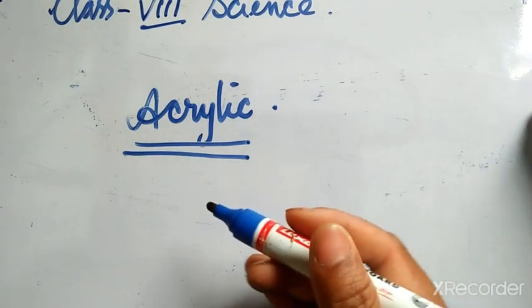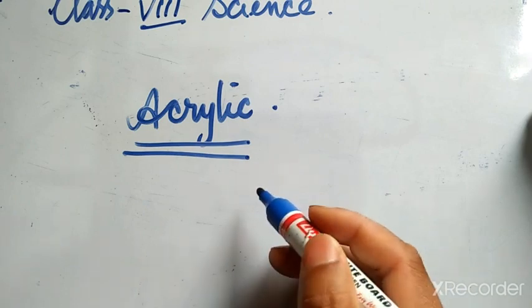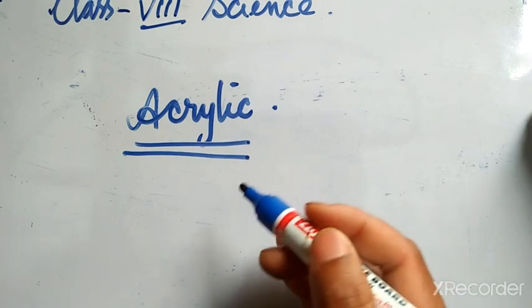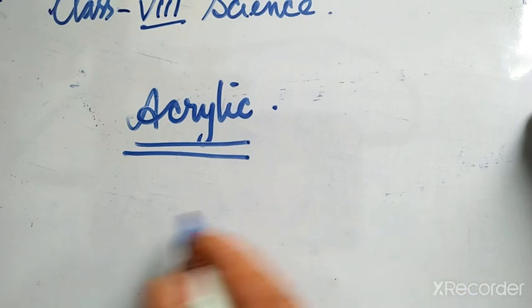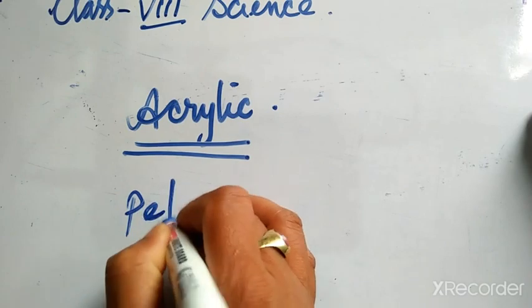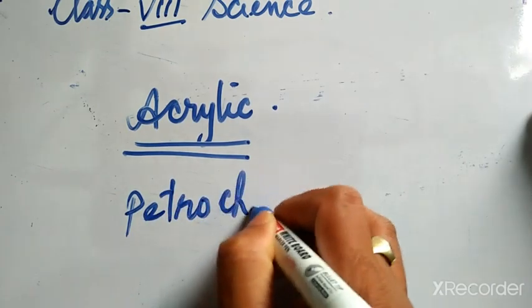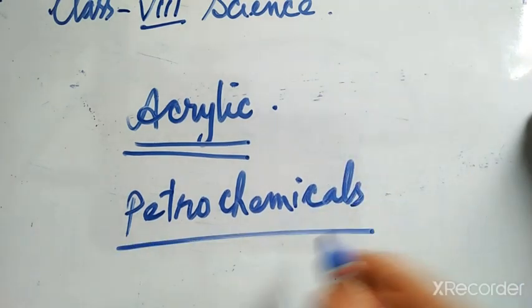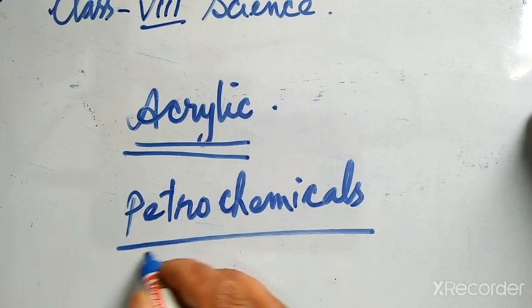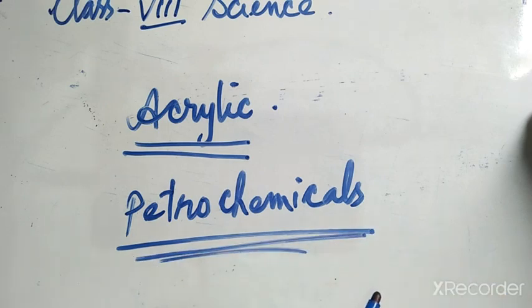All the synthetic fibers are prepared by a number of processes using raw materials of petroleum origin. That is called petrochemicals. So synthetic fibers are made from petrochemicals by a number of processes.